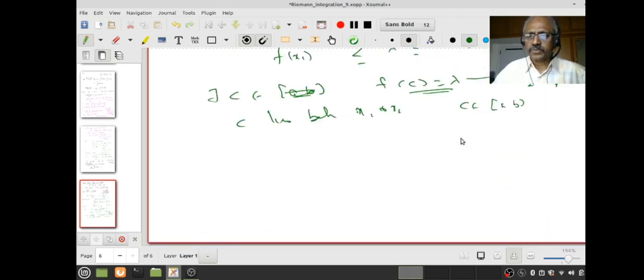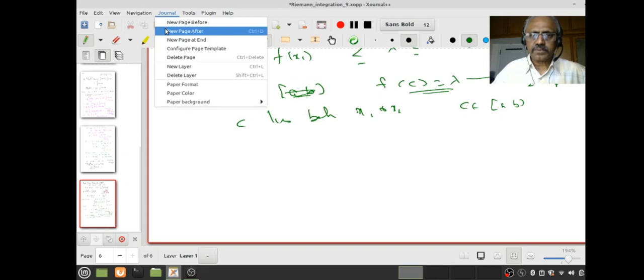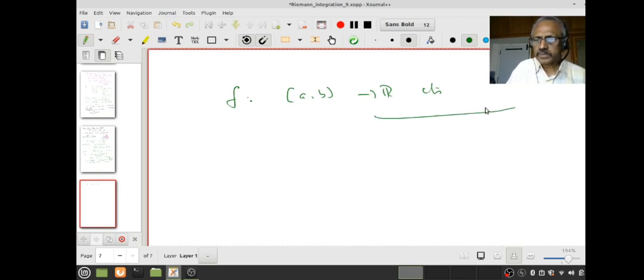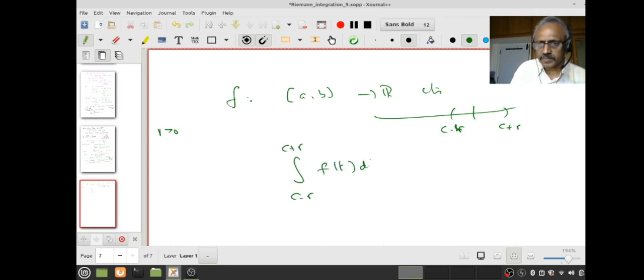So before I end, I will state one more result. Let us again assume f from [a, b] to R is continuous. Now let's assume c is in the interior, therefore I have c minus r and c plus r, with r positive. Let's assume a is less than c less than b. So r is such that the interval c minus r to c plus r is contained in the interval [a, b]. Therefore the integral from c minus r to c plus r of f(t) dt makes sense. You follow this? Okay.